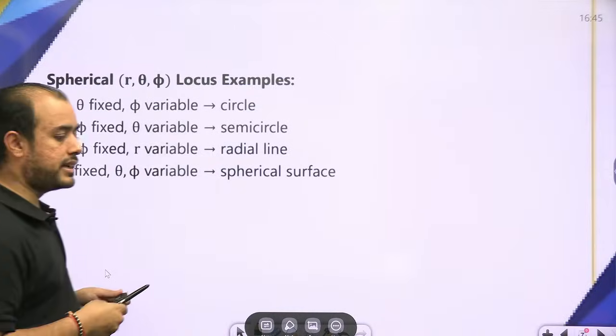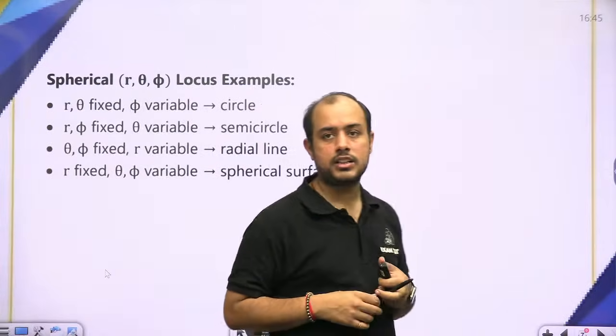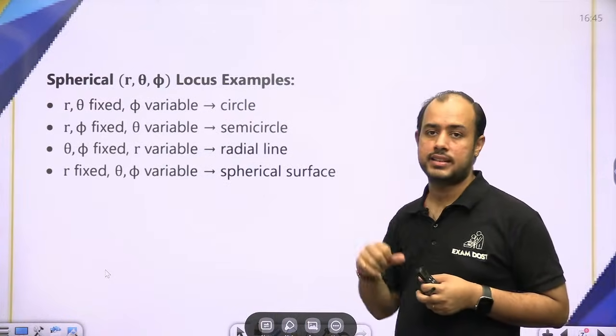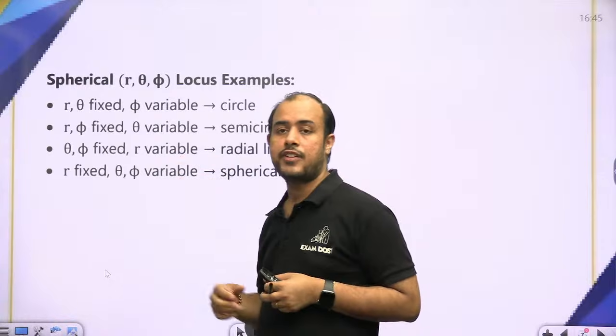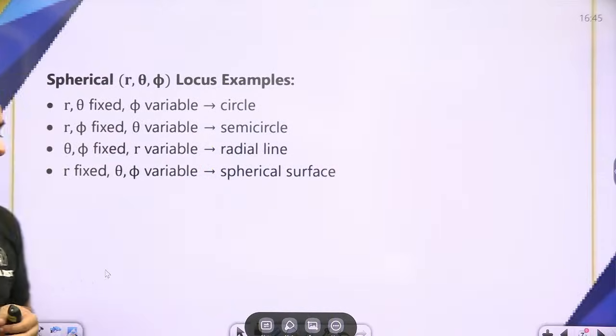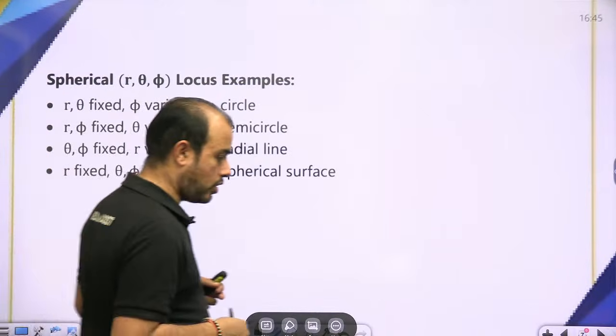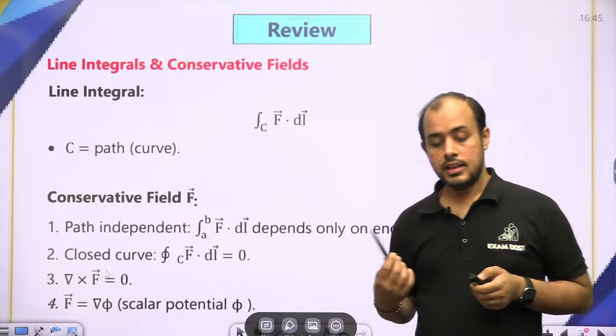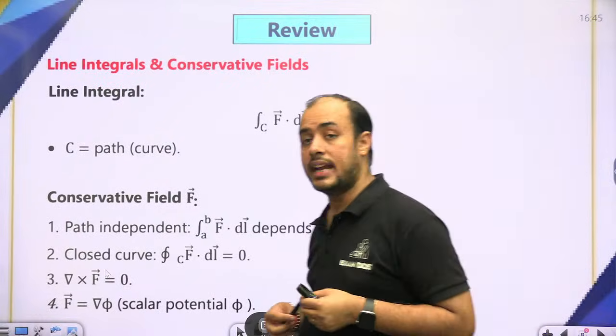Now spherical, beta: if r and theta are fixed and phi is variable, we get a circle. If r and phi are fixed and theta is variable, we get a semicircle. If theta and phi are fixed and r is variable, we get a radial line. If theta and phi are variable, we get a hollow sphere, or you can say a spherical surface. Okay. Now, conservative field and line integral.